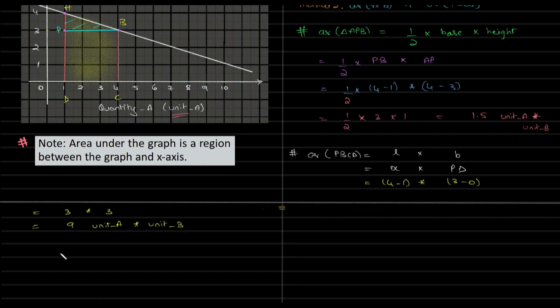And at the end of this, we have the area of this entire structure ABCD is equal to the area of triangle ABP plus the area of PBCD. So this would be 1.5 plus 9, which is 10.5 unit A cross unit B. And that is your answer.